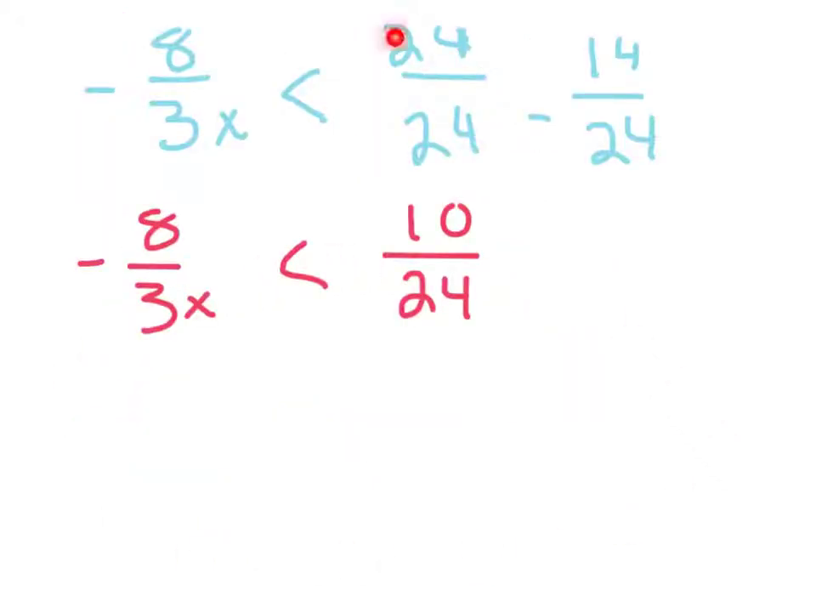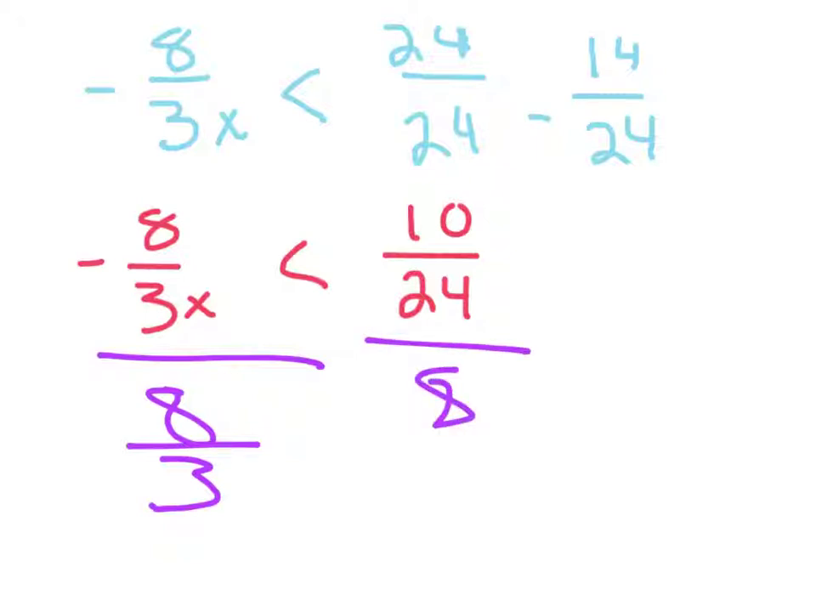So to continue on, we're going to combine like terms right here. So we're going to subtract 14/24 from 24/24. Down here you'll get -8/3 x is less than 10/24. So your next step in that is going to be to divide by 8/3 to continue getting x by itself on both sides. But when you want to divide something, you can't divide two fractions. You take the number and you get its reciprocal, so that becomes 3/8, and you multiply them to get your answer.